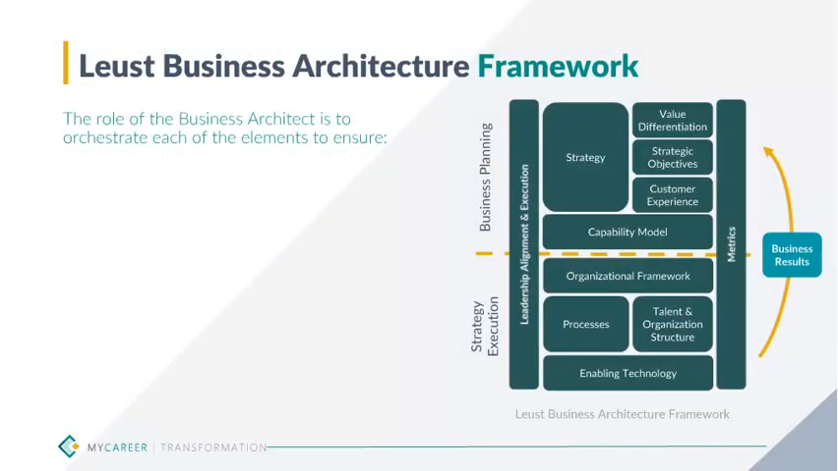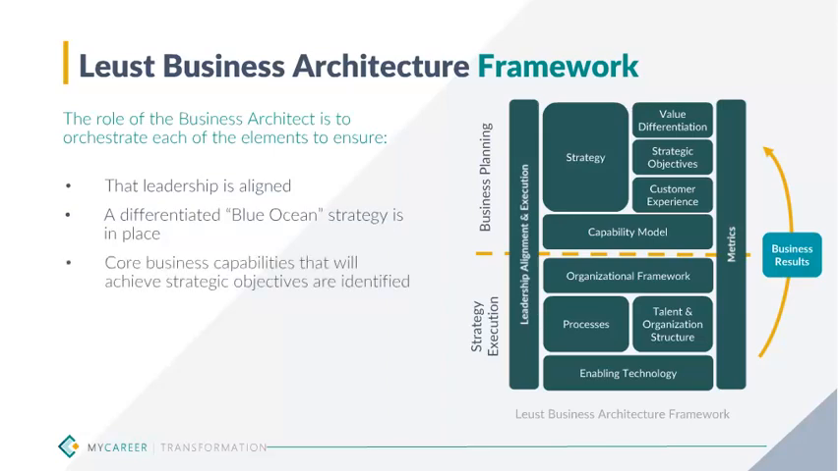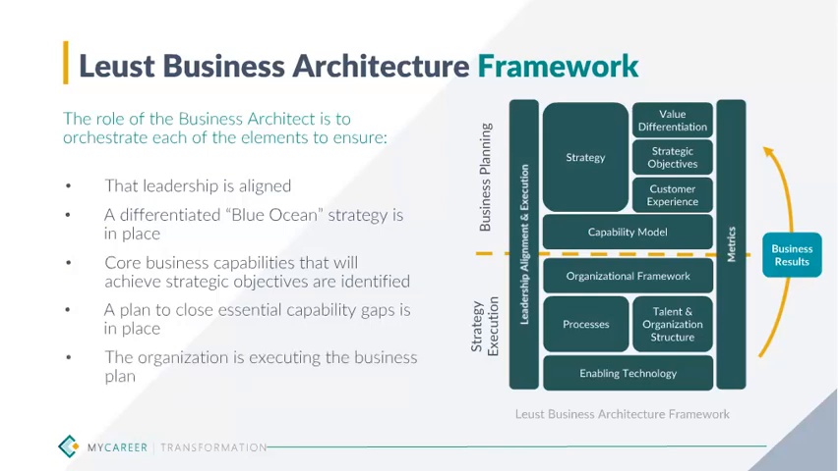Using this framework, a business architect orchestrates each of the elements to ensure that the leadership is aligned, differentiating strategies are in place, the core capabilities are identified, the investment plans are put in place to close gaps, and the organization is executing the business plan to achieve our results. We will explore this framework in greater detail in the next course.